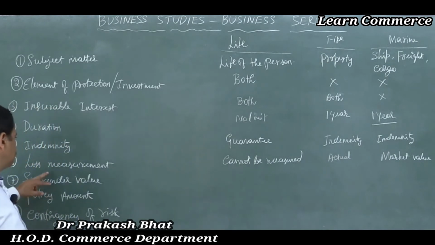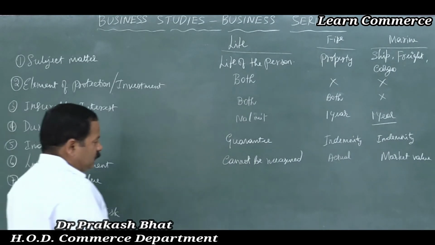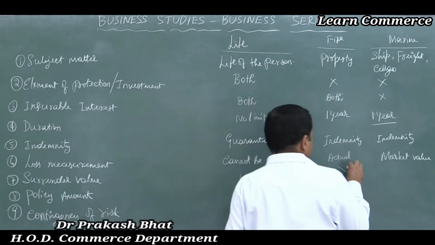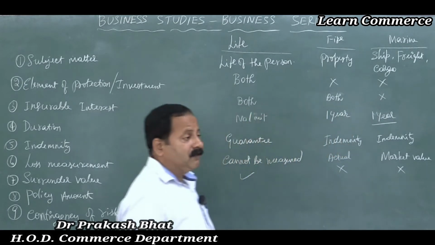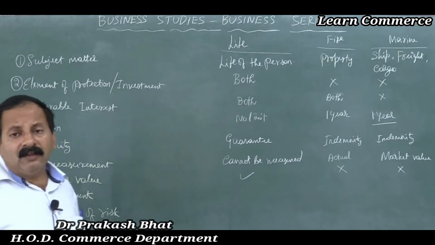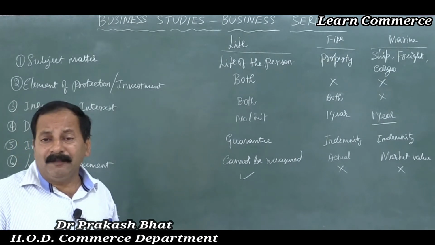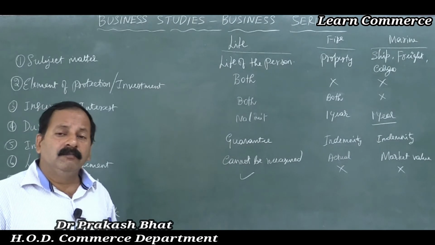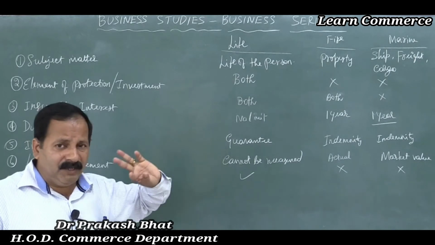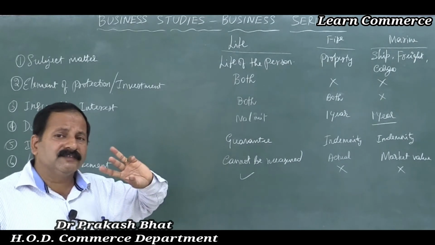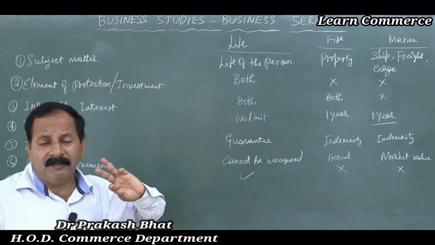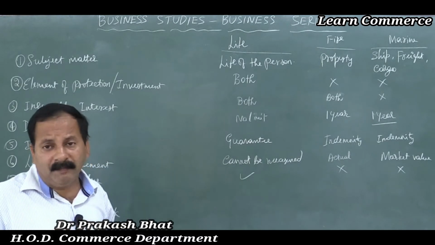Then surrender value. There will be surrender value in case of life insurance; no surrender value in case of fire and marine insurance. What do you mean by surrender value? If the insured fails to pay the premium every year, there is a condition to get the surrender value in case of life insurance: a minimum of 3 consecutive insurance premiums must have been paid. 3 years of insurance premium must have been paid, otherwise no surrender value will be paid in case of life insurance also.